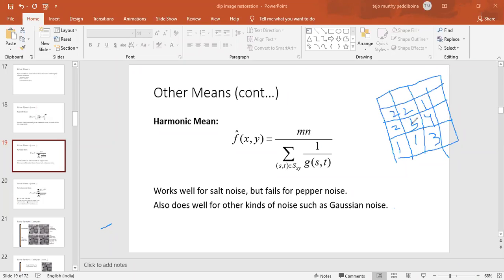Let us take the pixel value 3. Then the 3 value will be replaced by mn, that is 9, by all these, but each value you have to take 1 by, that means 1 by 2 plus again 1 by 2 plus 1 by 3 and 1 by 4 etc. We have to take all these, add them, and it should be divided by mn, right?